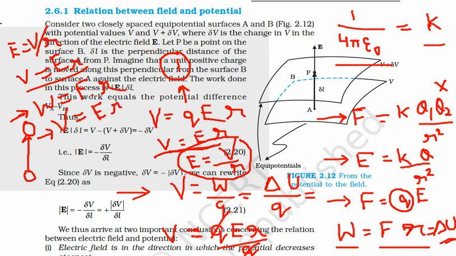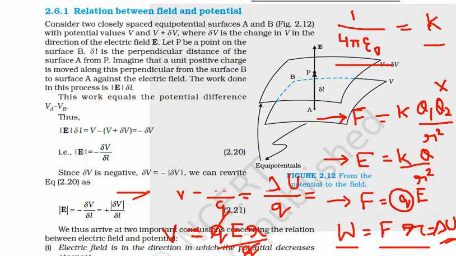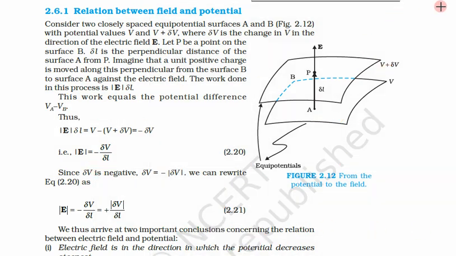Now let us see again if we can understand it better. So there are two surfaces, surface A and surface B. We have a point P on surface B. The potential on surface A is V. Here it is a little bit higher, V plus delta V.